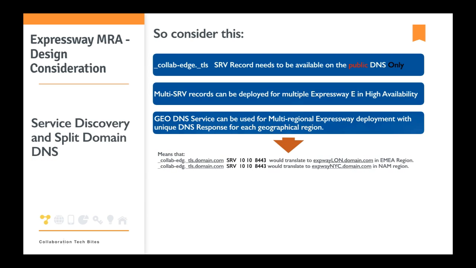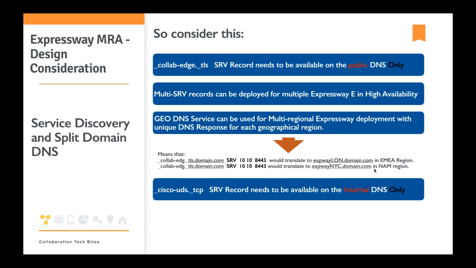So, for example, if you have _collaboration-edge._tls.domain.com SRV records with weight 10, priority 10, port 8443, it should be translated to expresswaylondon.domain.com in the EMEA region. However, with the same DNS SRV records, if you are located in North America, it should return expresswaynewyork.domain.com. GeoDNS, or geographical DNS service, is a purchased service, so the customer needs to agree with the public DNS provider to provide this service worldwide in a multi-regional Expressway.